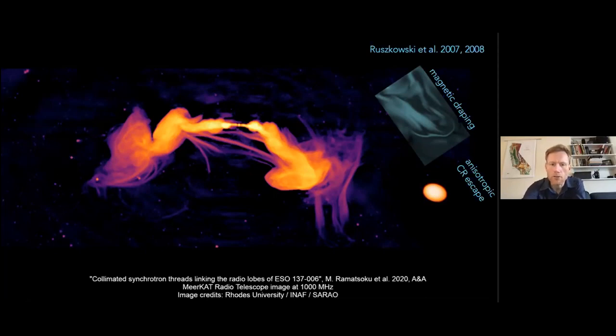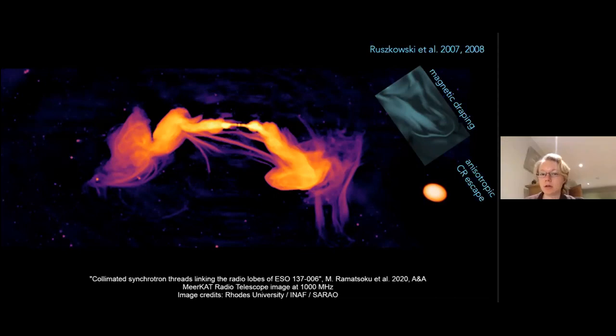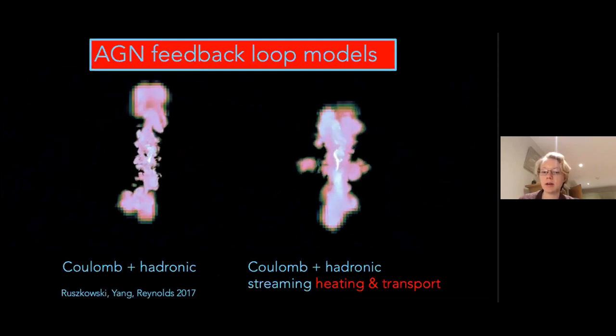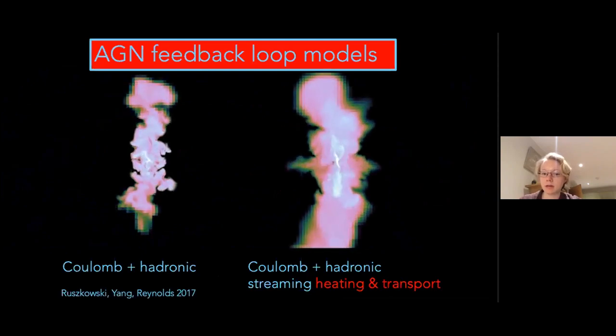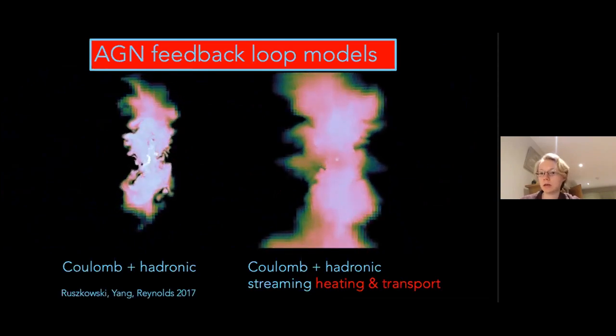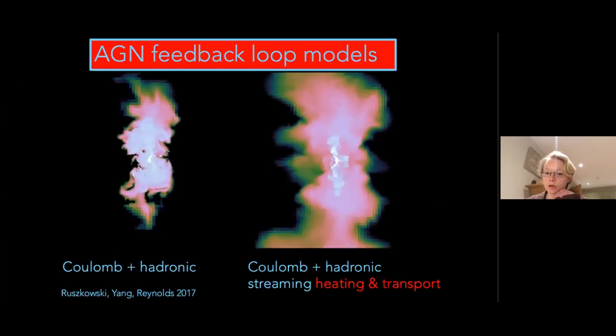All right, our next question from Rosie. Hi, Mateusz. That was really interesting. Thank you for that. So you showed two simulations of AGN jets, one where you included cosmic ray streaming, and you could see that the heating was much more isotropic. So I was just wondering how you are injecting the cosmic rays in these, and what fraction of the AGN energy are you assuming? And what sort of constraints are there on how much you would expect?